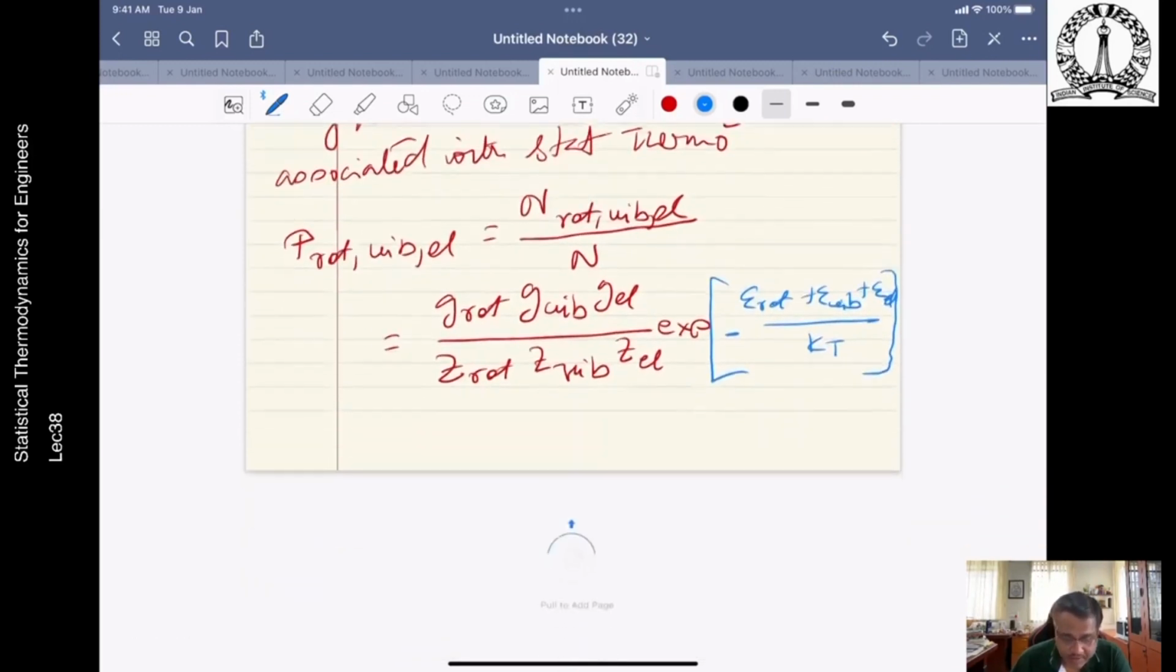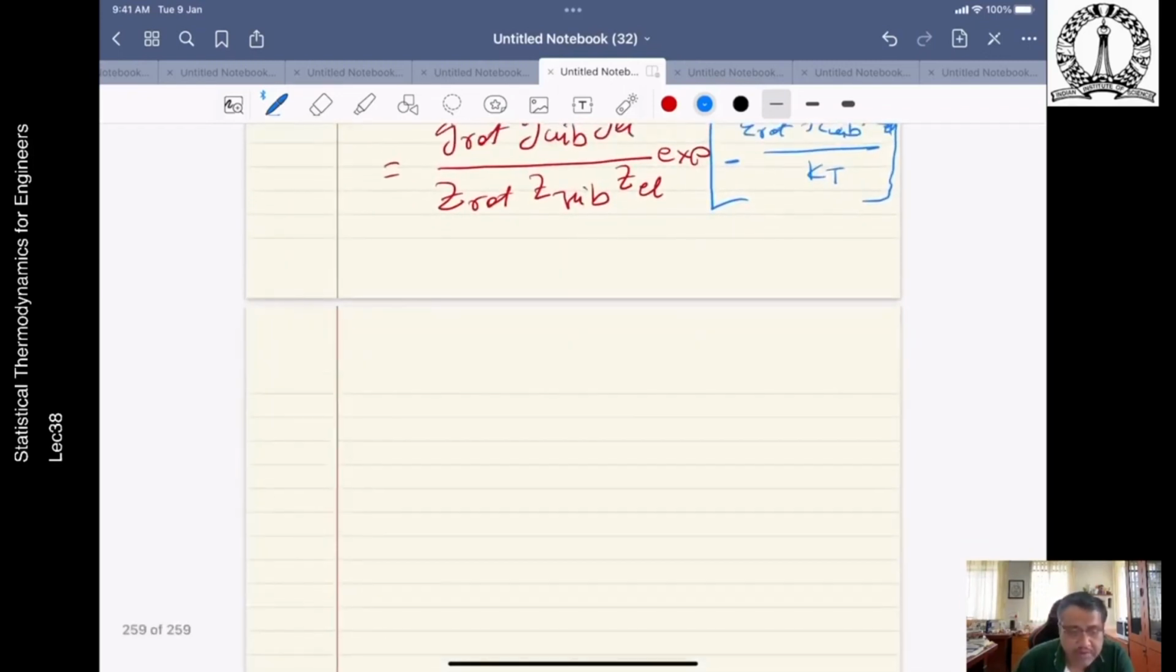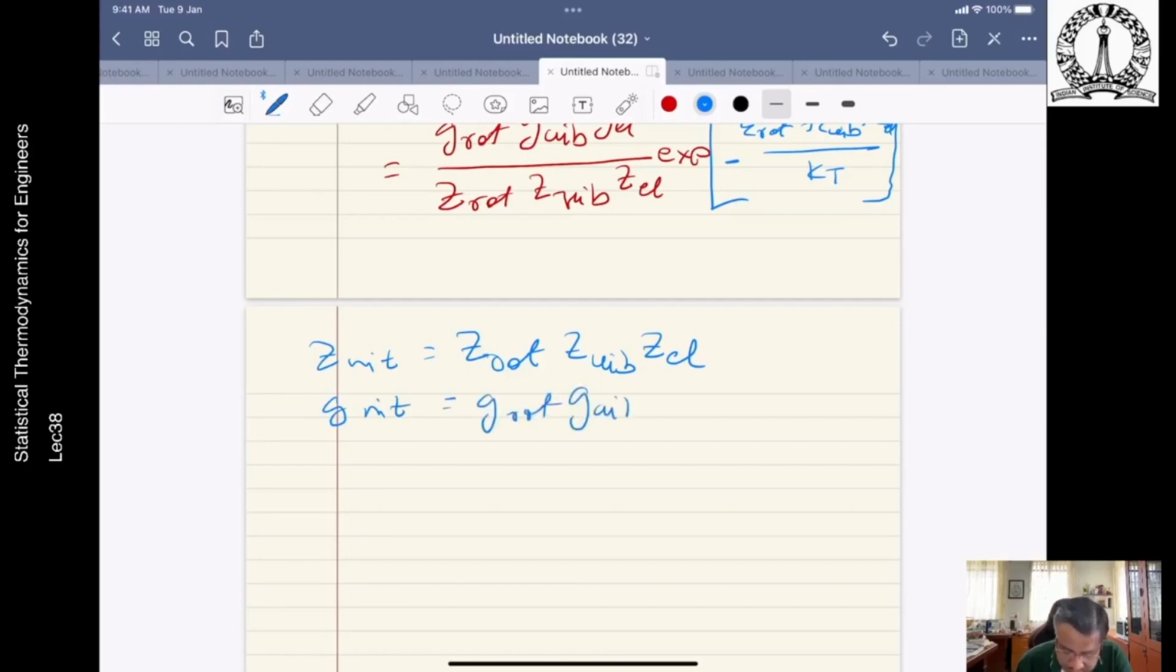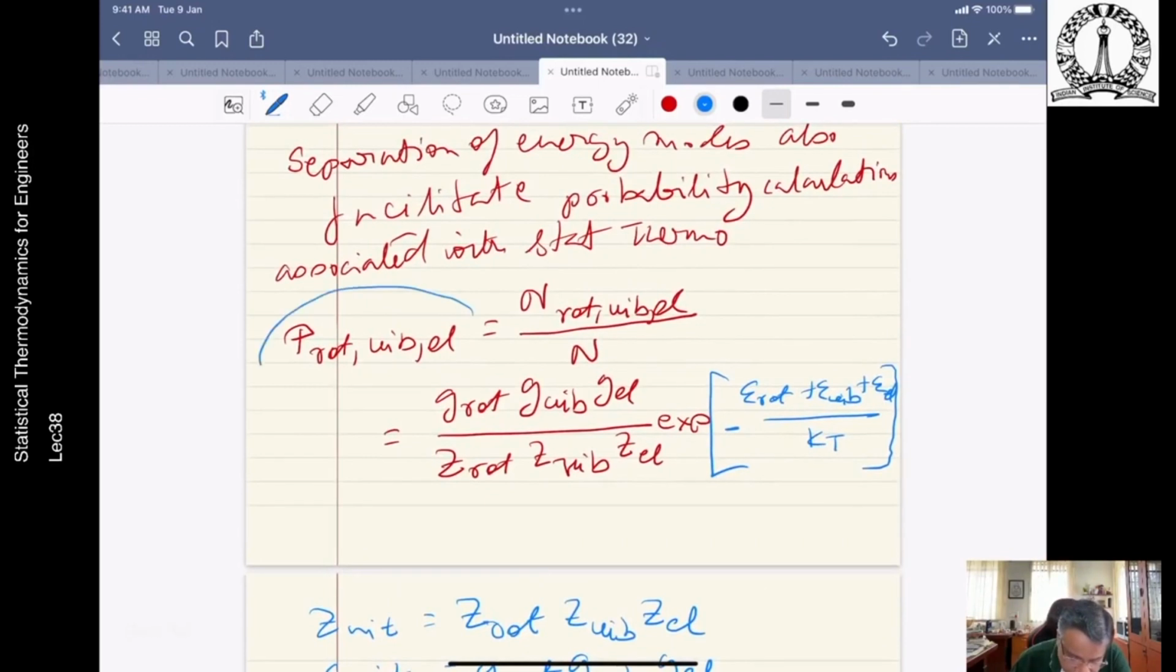We know that the partition functions are like this: Z internal is equal to Z rotation, Z vibration, Z electronic, and g internal, which is the degeneracy, is g rotation, g vibration, and g electronic. So this represents the probability of being in a specific rotational, vibrational, and electronic energy level.